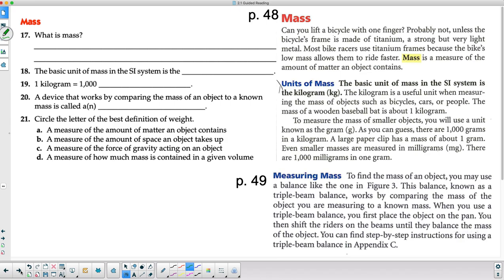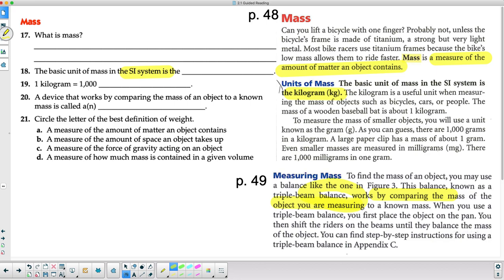Just like we did before, highlight mass, the measurement of the amount of matter an object contains. The basic unit of mass in the SI system is right there. A device that works by comparing the mass of an object to a known mass. Measuring mass may use a balance, works by comparing mass of an object, so that would be the balance.